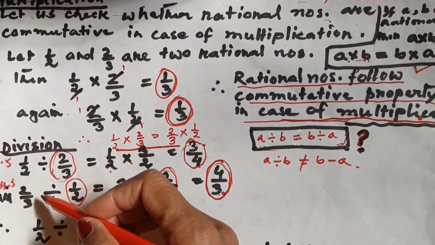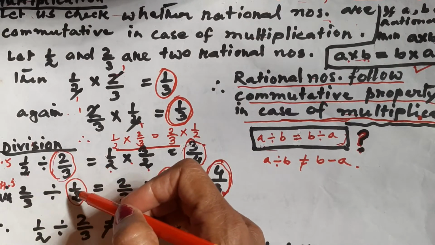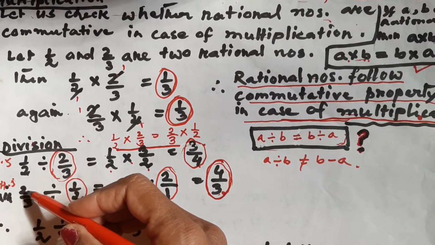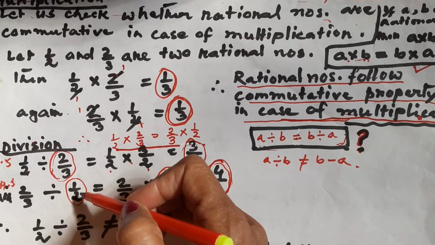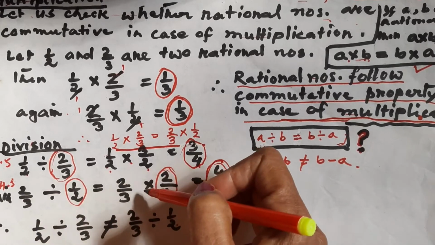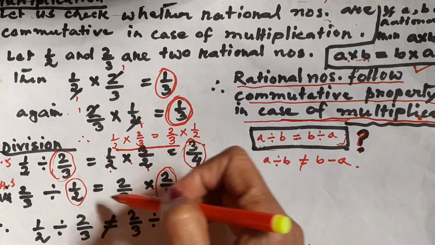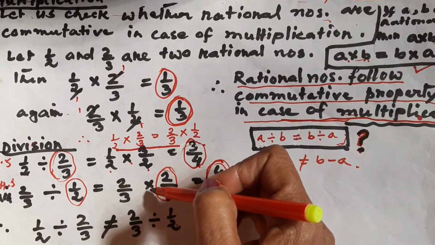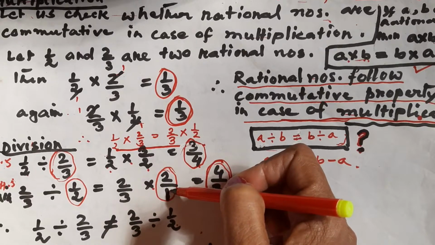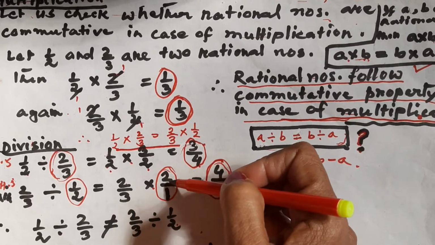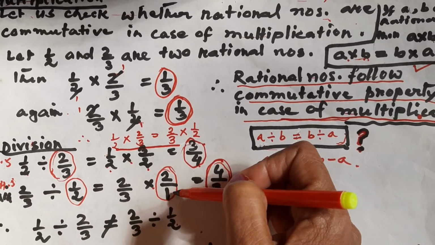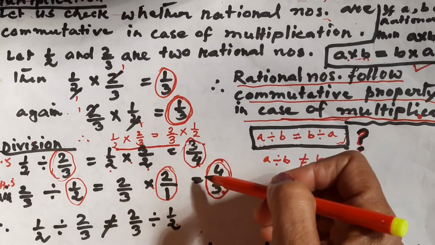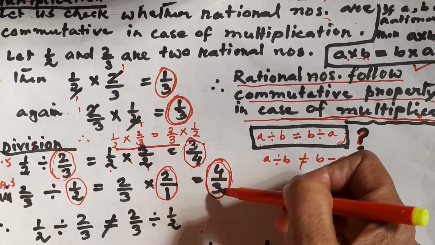Again, the right hand side will be equal to b divided by a. So, b divided by a: we will write 2 by 3 for b and half for a. 2 by 3 divided by half will be equal to 2 by 3. Again we are replacing the division sign with a multiplication sign, and the second number is inverted, that is 1 by 2 will be replaced by 2 by 1. So, 2 2s are 4 and 3 1s are 3.